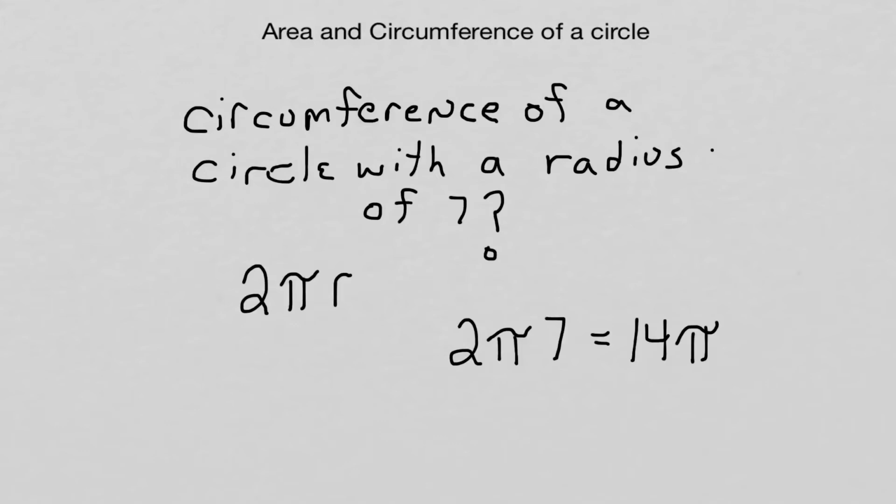To do this in Delta Math, you're going to hit 14, and then over in the lower left-hand corner of Delta Math, there is a pi button. You will push the pi button, and all of a sudden, pi will pop up. And then you hit enter, and that will be your answer, 14 pi.